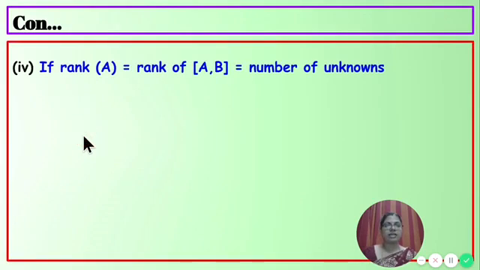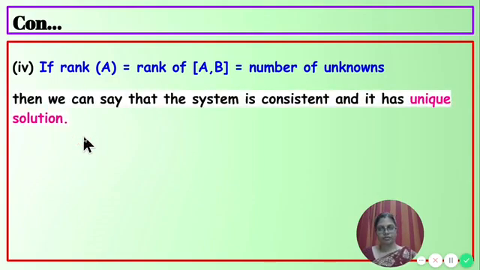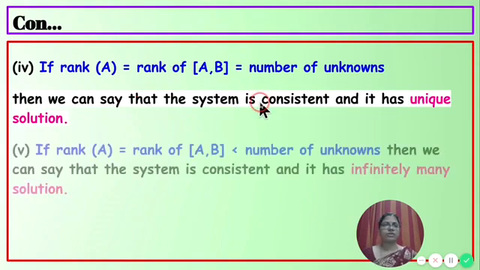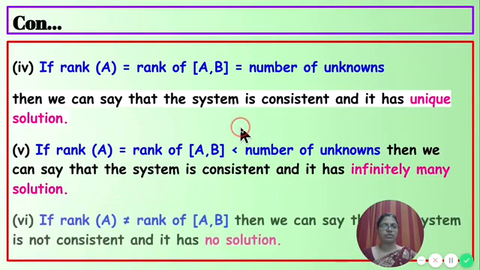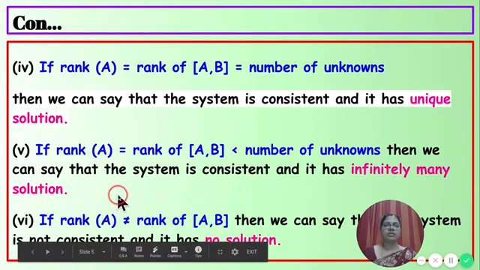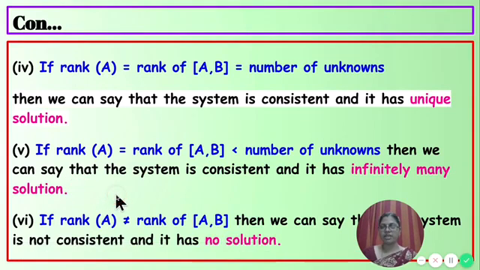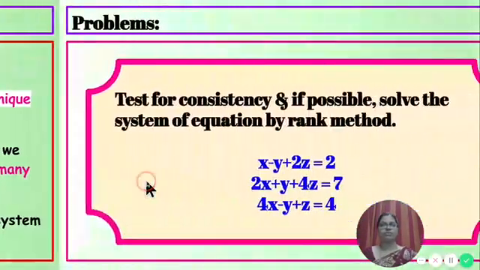So if rank A is equal to rank A comma B, that is equal to number of unknowns, then we can say the system is consistent and it has unique solution. If the rank of A is equal to rank of A comma B, which is less than the number of unknowns, then we can say that the system is consistent and it has infinitely many solutions. If rank A is not equal to rank A comma B, then we can say the system is not consistent and it has no solution.